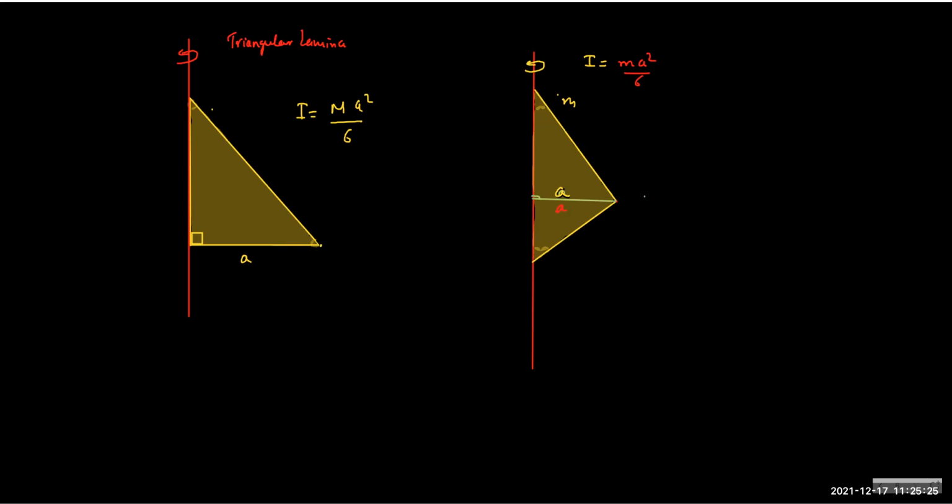So let's call this mass as M1, this as M2. Now we have two right angle triangles. Now we can write the answer. What we can write? M1 A square by 6 and M2 A square by 6, and we can take common M1 plus M2. So the answer is M A square by 6. So it really doesn't matter whether the shape is right angle or not. What we need is the distance of the third vertex. Once you know the distance of the third vertex, the answer is pretty much obvious. So M A square by 6.